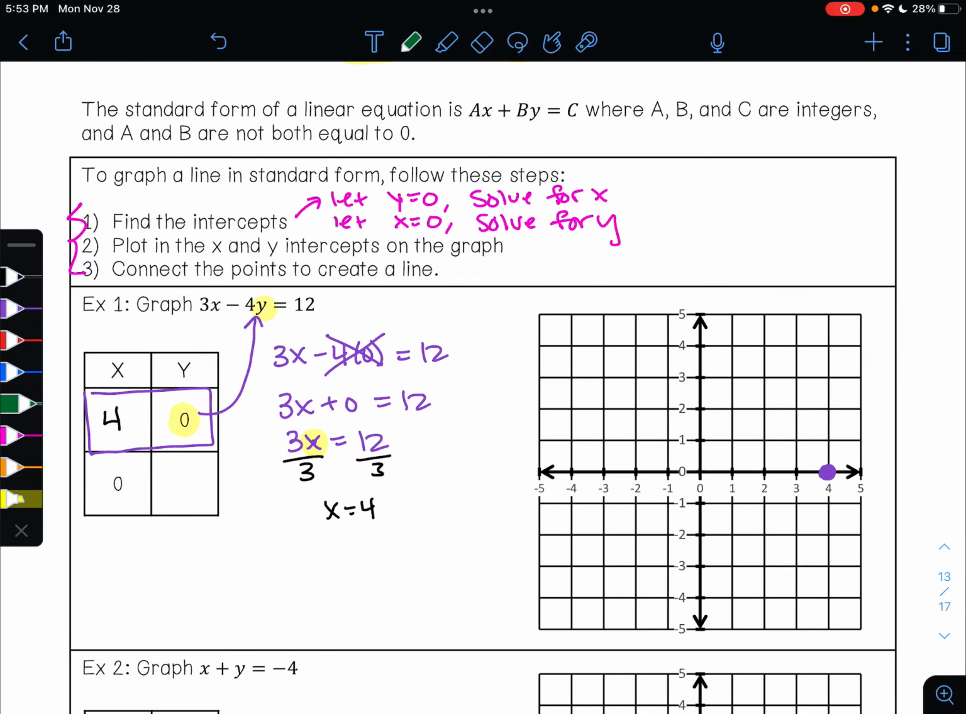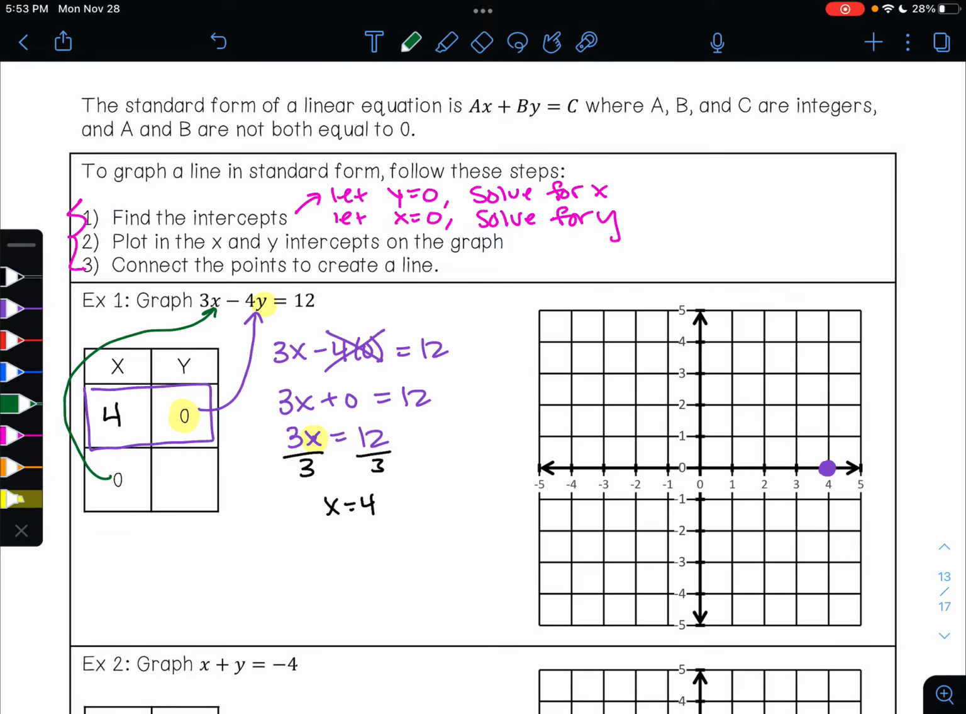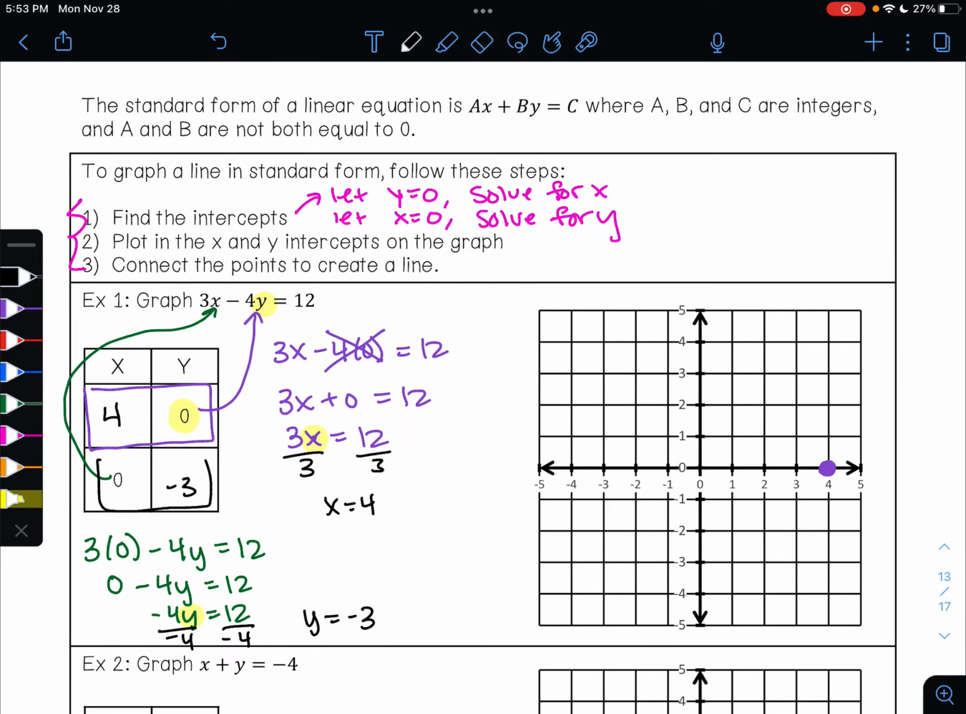We're going to do the same process for plugging in 0 for x and solving for y. So now I'm going to take the 0 and plug it in for x. So I'm going to have 3 times 0 minus 4y is equal to 12. Well, 3 times 0 is 0. 0 minus 4y is negative 4y. To undo multiplication, I'll do division and get y is equal to negative 3. So this right here, (0, negative 3), that is my y-intercept.